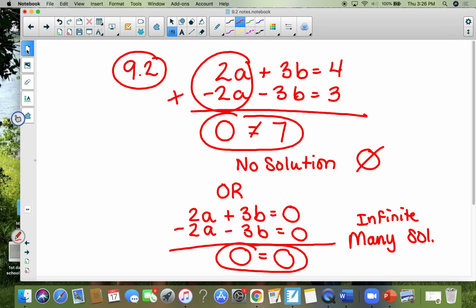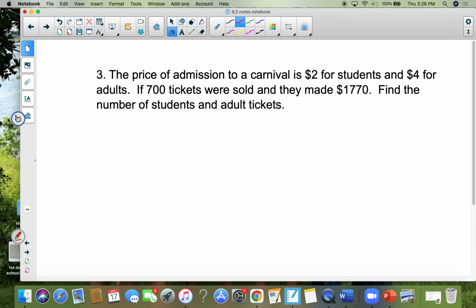Okay, last problem of the day. A story problem again. The price of admission to a carnival is $2 for students and $4 for adults. If 700 tickets were sold and they made $1,770, find the number of students and adult tickets. So I'm going to say A stands for adults, and I'm going to use S for students.